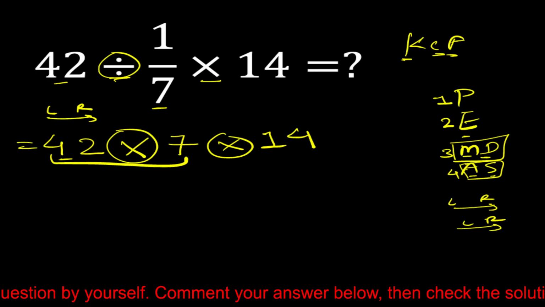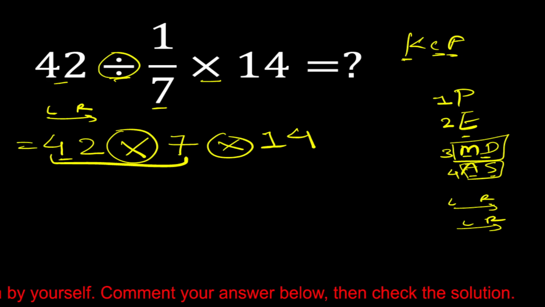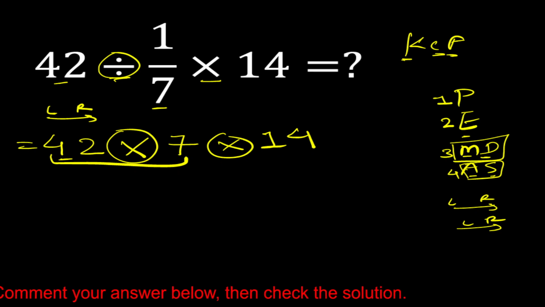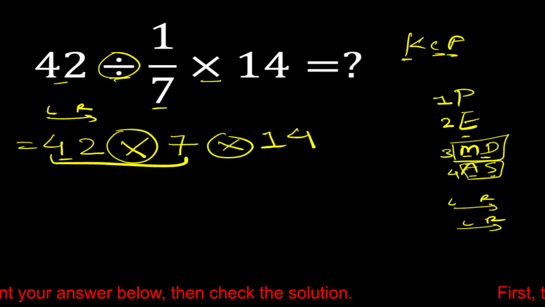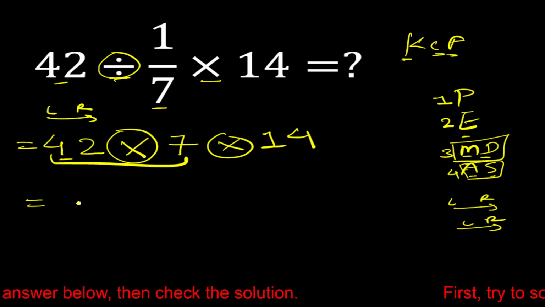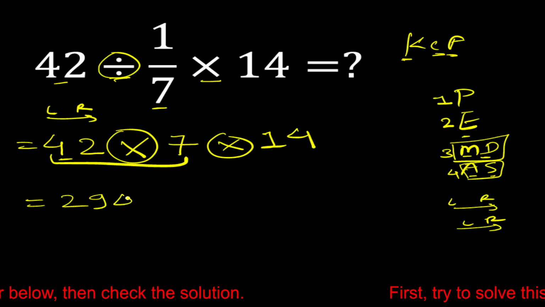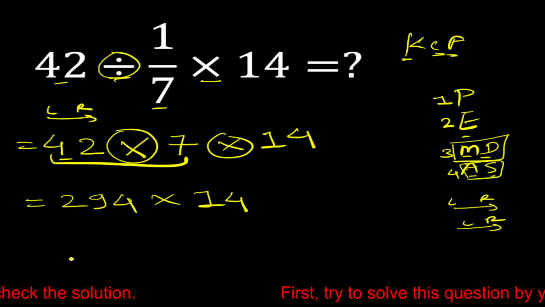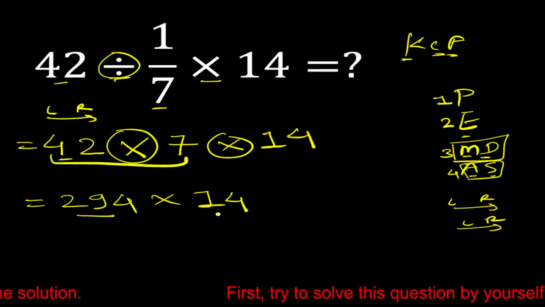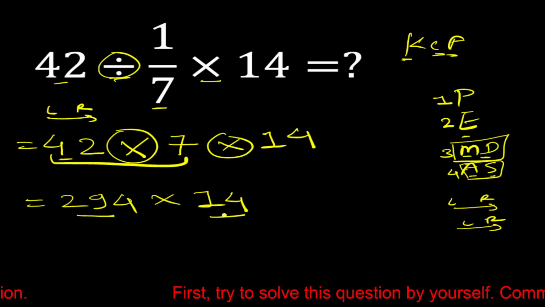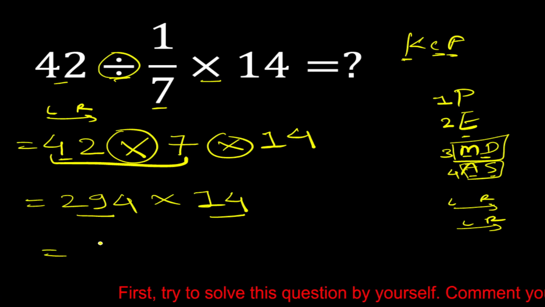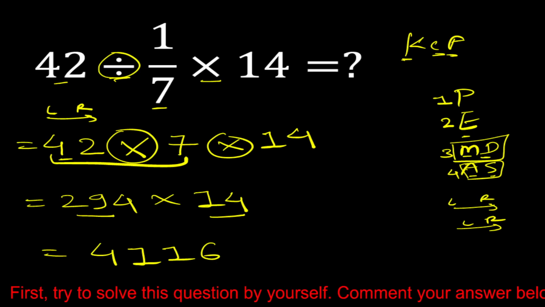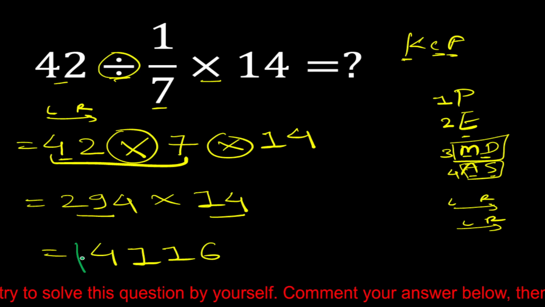Okay. So now 42 multiply 7 is equal to 294. Okay. Multiply 14. So now 294 multiply 14 is equal to 4116. So the correct answer is 4116.